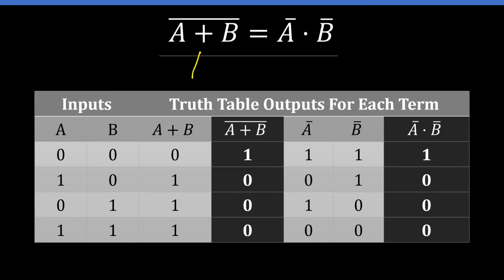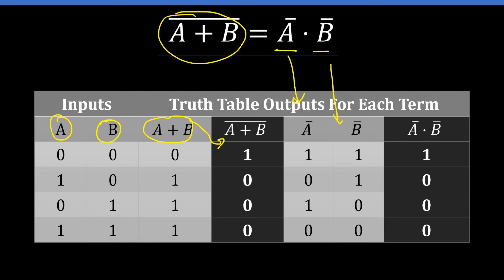Now let's prove A plus B whole bar is A bar dot B bar. So once again I have drawn the truth table. I wrote A, I wrote B, I found A plus B. Here we have A plus B whole bar, so I found A plus B whole bar. And the result says that these two are equal, so I found A bar and I found B bar.